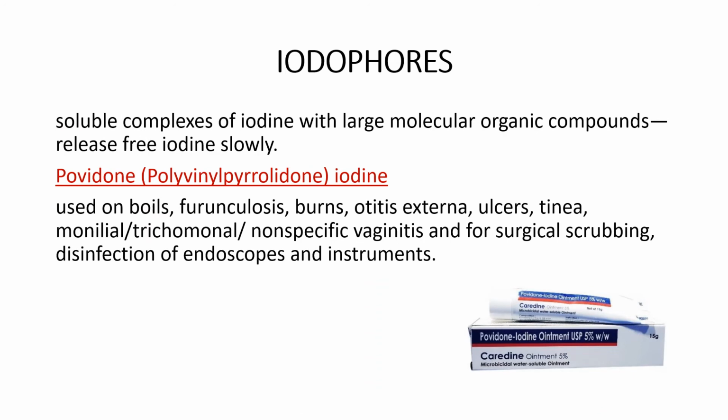Iodophores are soluble complexes of iodine with a large molecular organic compound, so that it releases iodine very slowly. So you have povidone iodine, otherwise called polyvinyl pyrrolidone. It is a famous iodophore which is used on boils, furunculosis, burns, otitis externa, ulcers, tinea infections, monilial and trichomonal non-specific vaginitis, and for surgical scrubbing, and it is also used for disinfection of endoscopes and instruments.